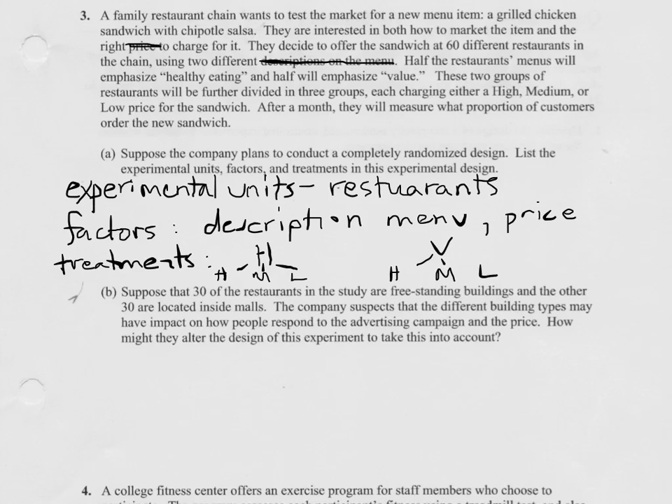Okay, suppose that the 30 restaurants in this study are freestanding buildings and the other 30 are located inside malls. The company suspects that the different building types may have impact on how people respond to advertising campaign and the price. How might they alter the design of this experiment to take this into account?